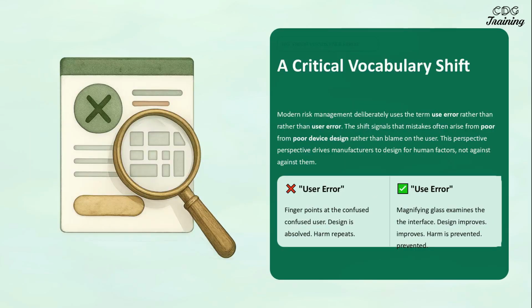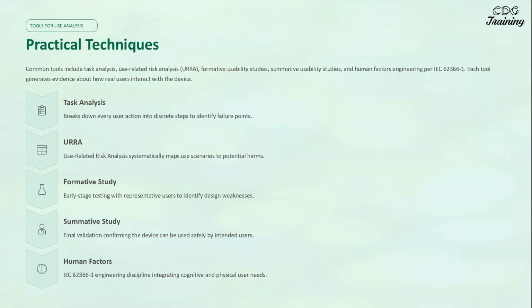Modern risk management uses use error instead of user error to focus on design flaws rather than blaming users. This shift encourages designing for human factors, preventing harm. Tools like task analysis and formative studies help understand user interactions with devices. These techniques identify design weaknesses and ensure devices are safe for intended use.